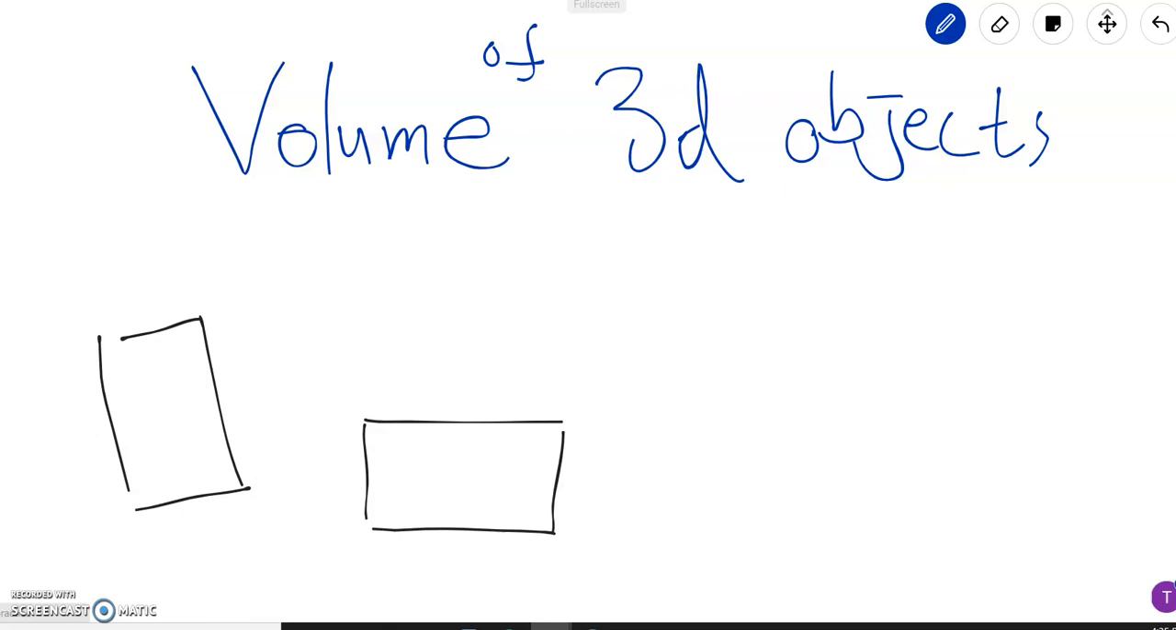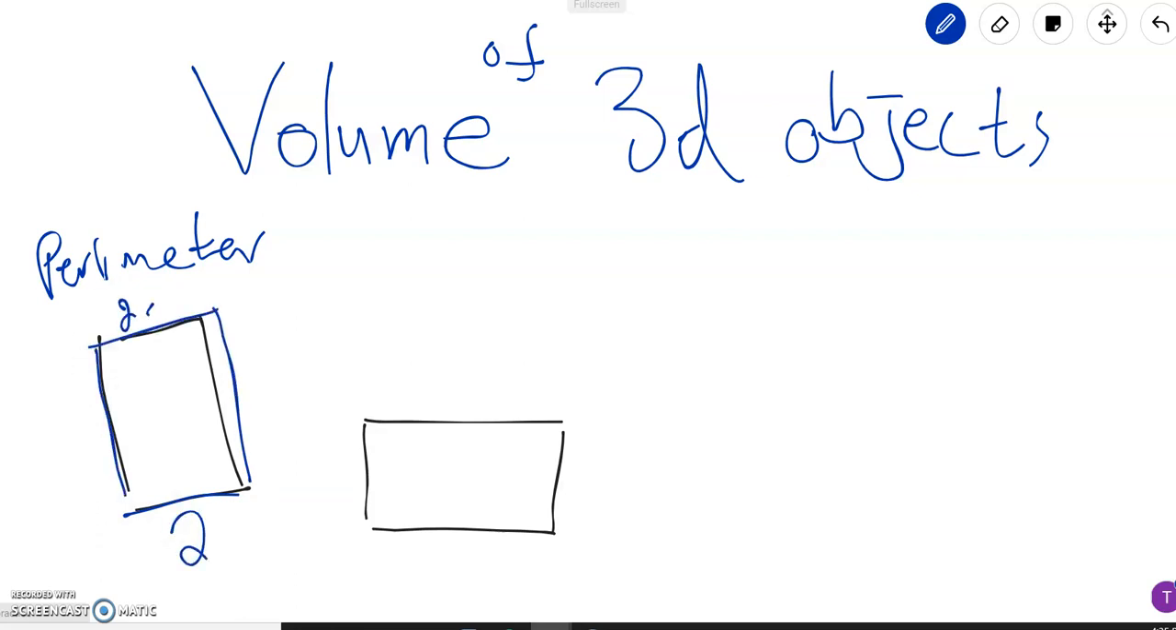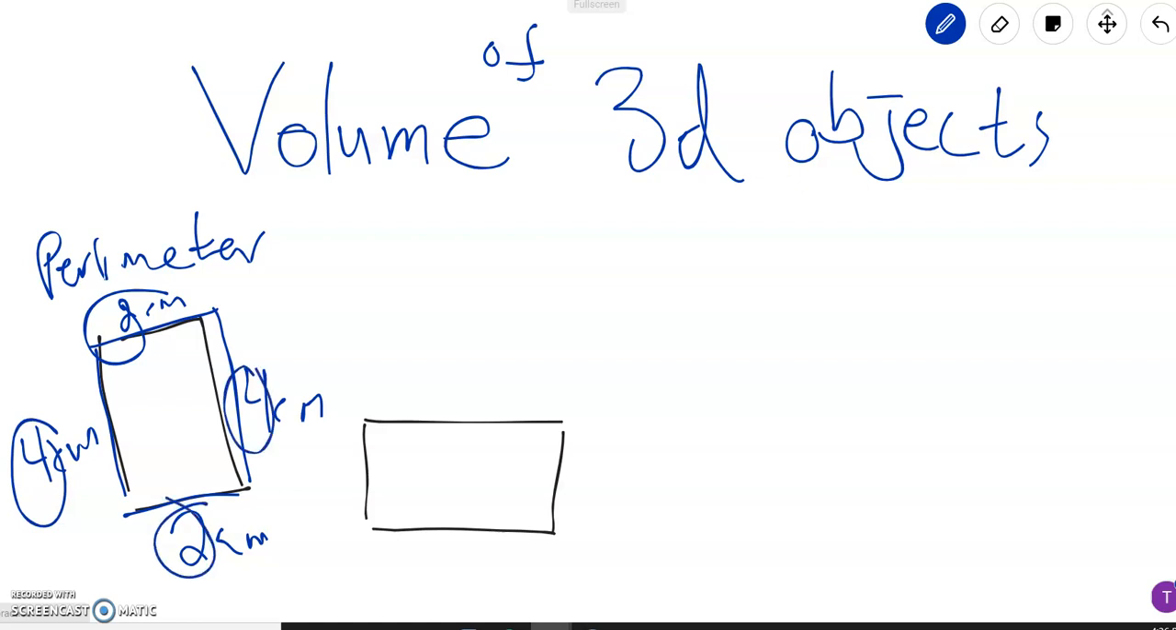Now, we remember we've learned perimeter. Perimeter is when we are measuring just the outsides, right? We add up all the outsides. If these were both 2 centimeters, and these were 4 centimeters, then the perimeter would be 2 plus 4, which is 6, plus 2 is 8, plus 4 is 12.